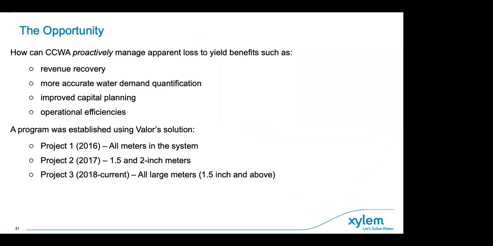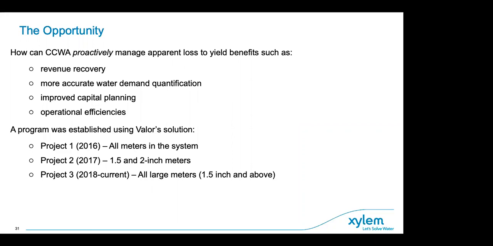So the opportunity they had was obviously to proactively manage their apparent loss, with the purpose of recovering revenue and having a more accurate water demand quantification. If you know what's actually being consumed and when it's being consumed, you can plan better. You know when you need to have certain amounts of water.